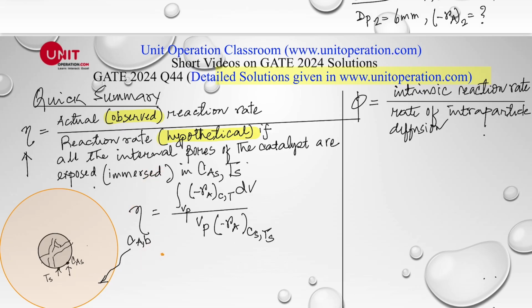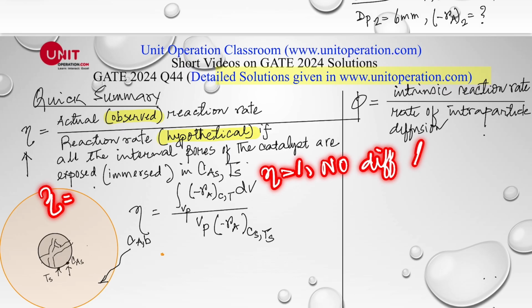Now, let us quickly see what this effectiveness factor means. Let's assume eta is equal to 1. What does it mean? The actual observed reaction rate is the same as the reaction rate where the entire catalyst can see CAS, and of course the temperature remains constant. That means there is no diffusive resistance here. So no diffusion limitation exists if eta equals 1.